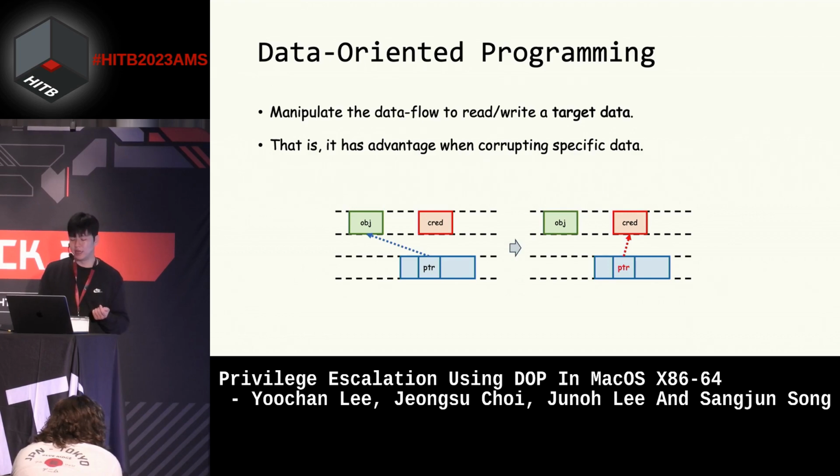DOP is a technique for manipulating data flow to read or write. If the data flow points to a normal object, DOP manipulates its data flow to point to another security-critical object. That is, it has an advantage when corrupting specific data.